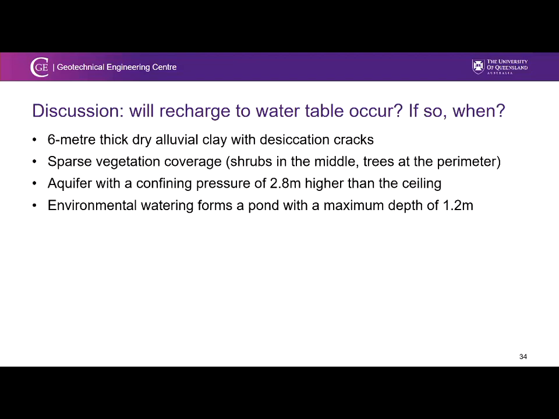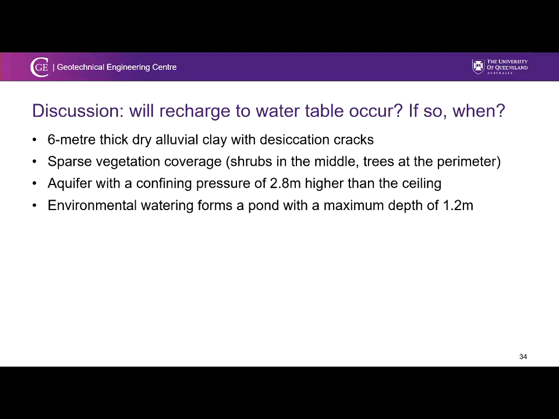The second is sparse vegetation coverage, so you know these are small vegetations. There are trees here. At least this is what happens, yeah? Aquifer with a confining pressure of 3 meters higher than the ceiling, yeah? So if you put a borehole here, this is 3 meters. Everyone is on the same page, yeah?